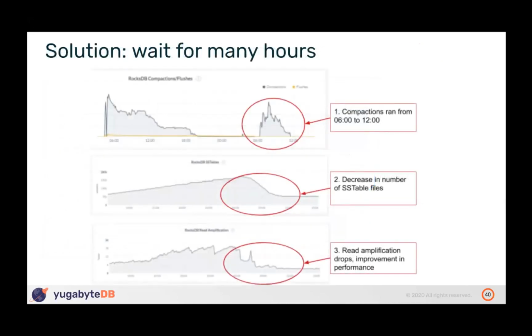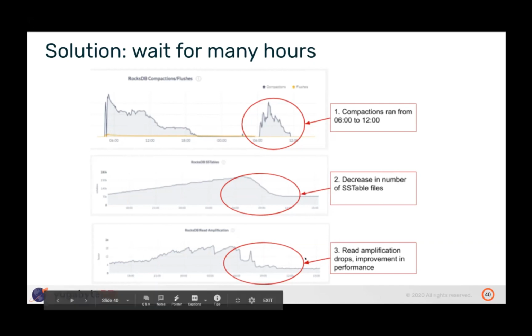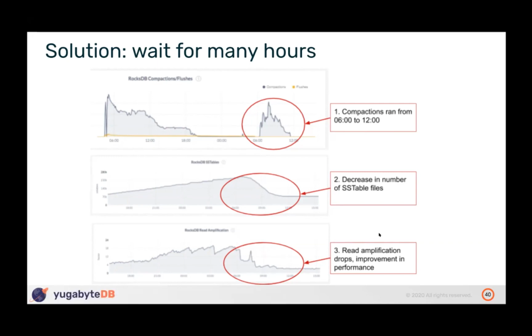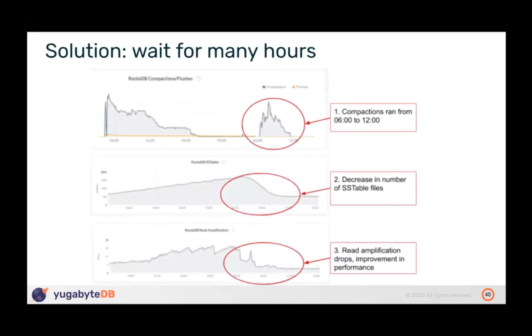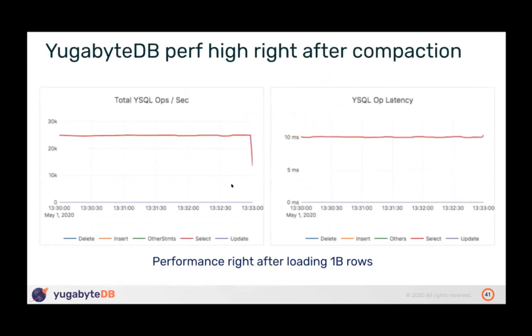Now, in order to fix this, what did we have to do? We just had to wait for the compactions to catch up. So we said, okay, let's stop all the writes and just wait. The compactions ran, and it took about 6 hours for all of the data to get compacted. That's shown here: the number of compactions spikes up, and the number of SSTable files remains high, and as the compactions begin, they start dropping and come to a more reasonable level. After that, the read amplification drops, and we were able to get a lot better performance from CockroachDB. I don't have the numbers with me here, but we got much better numbers, as expected. With YugabyteDB, the performance actually still holds right after the compaction.